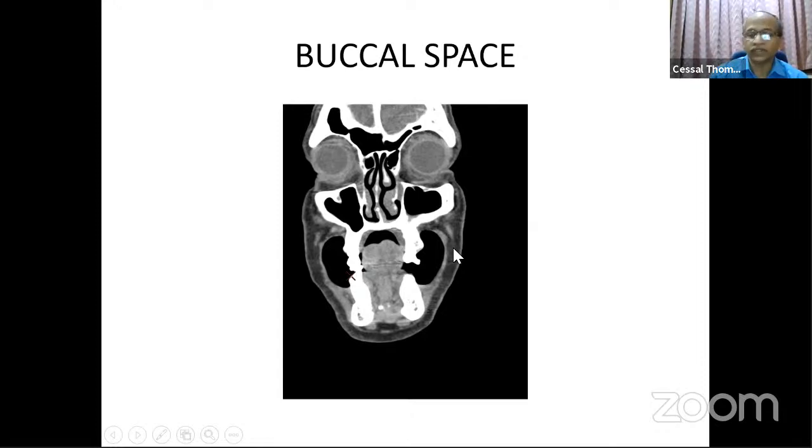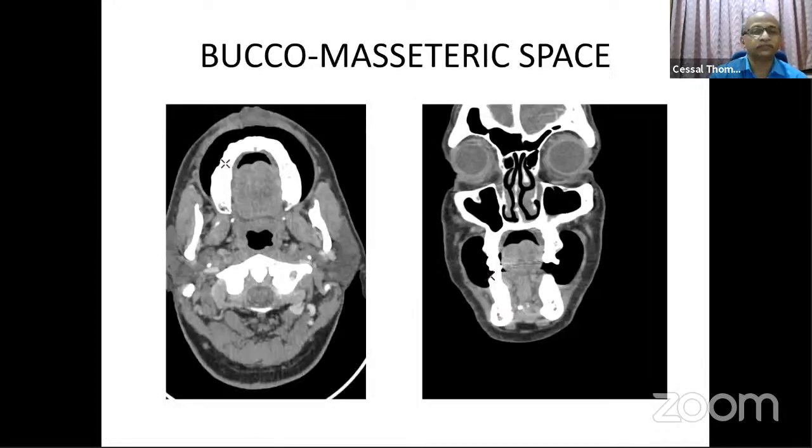Or some people call it bucco-masseteric space, because along with the buccinator, the space contains the masseter muscle posteriorly. We know the masseter muscle is seen along the outer surface of the ramus of mandible. So this is the masseter muscle, and further posterior we can see the parotid gland. Part of the parotid gland is seen encroaching onto the posterior part of the masseter muscle.